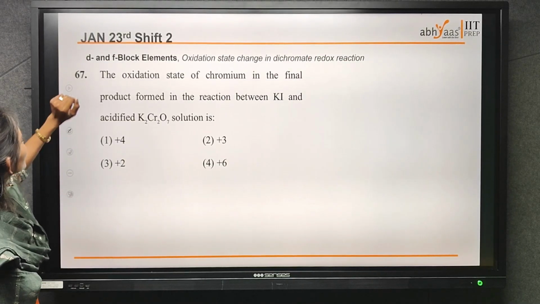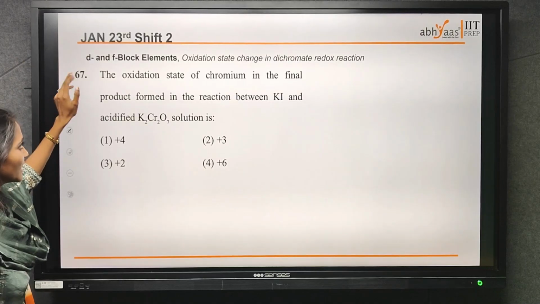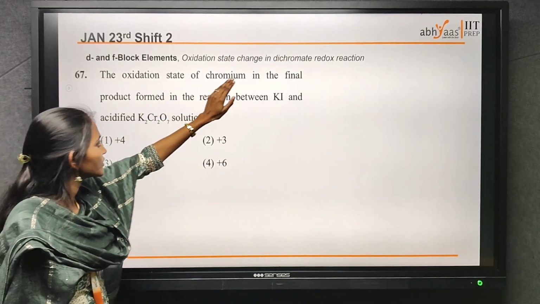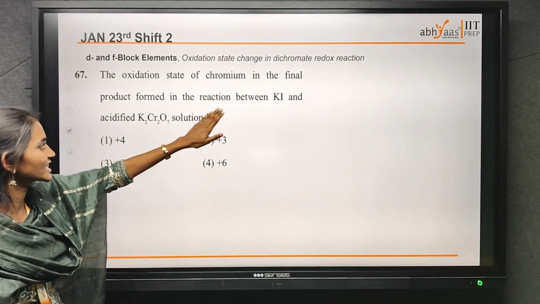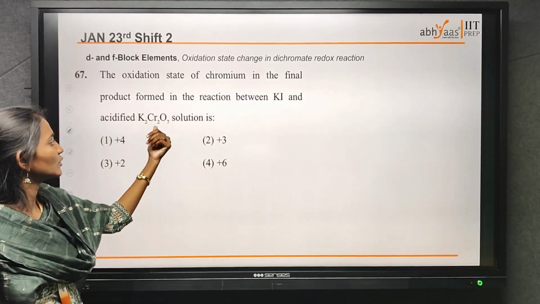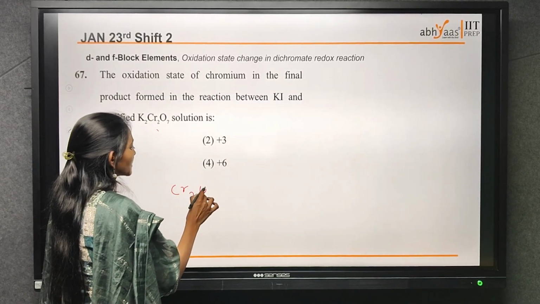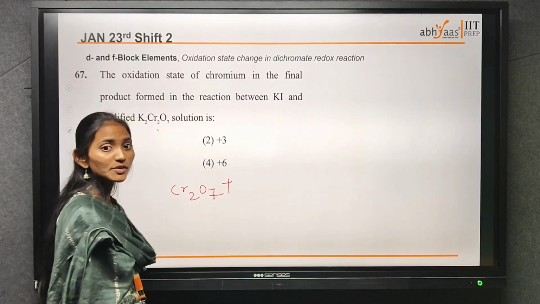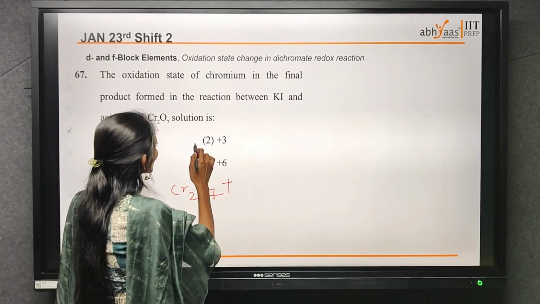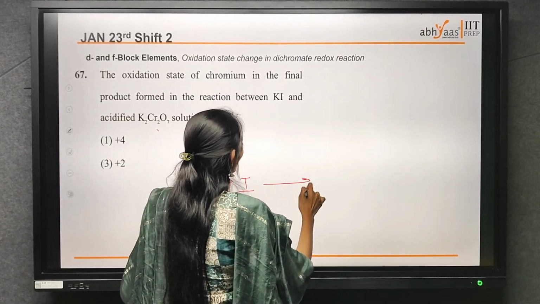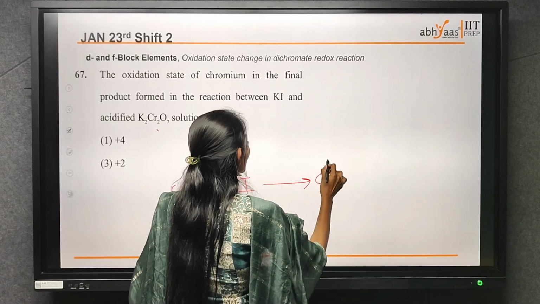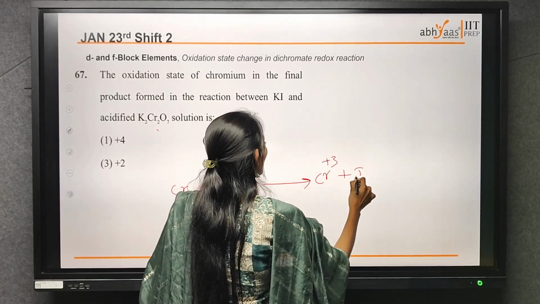Moving on to the next question, d and f blocks. This question is asked from d and f blocks. The oxidation state of chromium in the final product formed in the reaction between KI with acidified K2Cr2O7 solution is. We are having the reaction that Cr2O7, right? Reacting with what we are having? Reacting with iodine. So we are getting that Cr plus 3 I2.